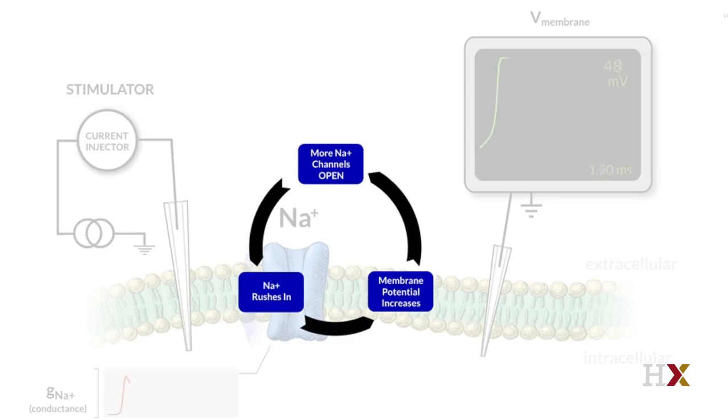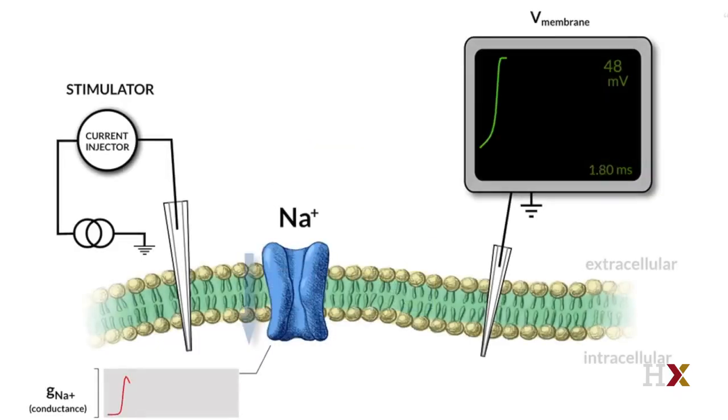When we reach threshold, which typically occurs somewhere around -55 millivolts, there's a dramatic increase in the sodium conductance. For now, let's think of it as a point of no return. An action potential will be fired once we cross some threshold voltage. This increase in sodium conductance causes a rapid depolarization of the membrane as sodium rushes down its concentration gradient into the cell. This causes the rising phase of the action potential.